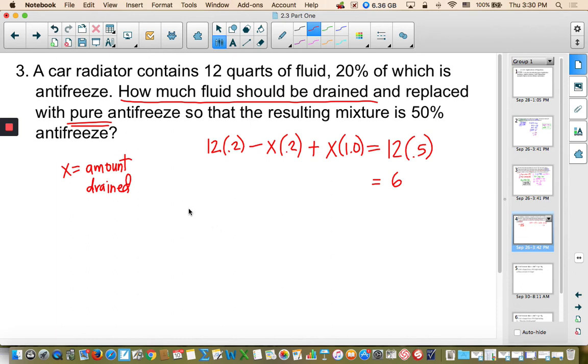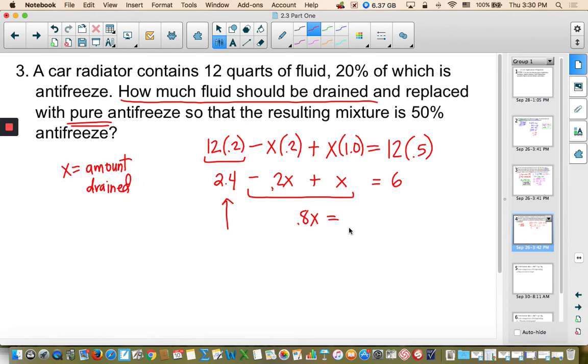Well, let's just multiply these other things. 12 times 0.2 is 2.4 minus 0.2x plus x equals 0.6. I will combine these two, so 1 and a negative 0.2 would give me 0.8x. At the same time, I will get rid of this. I will subtract 2.4 from each side.